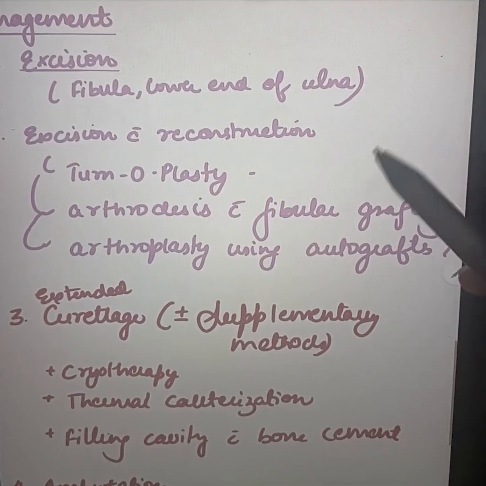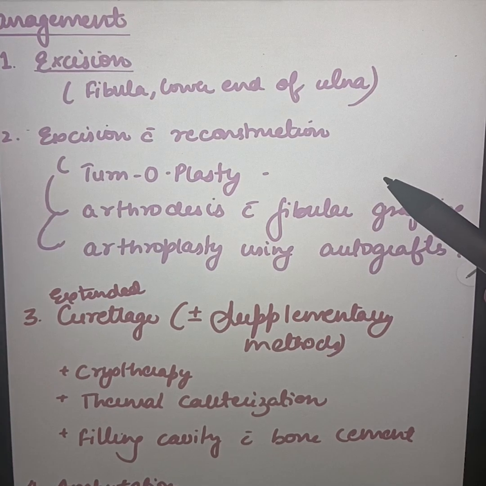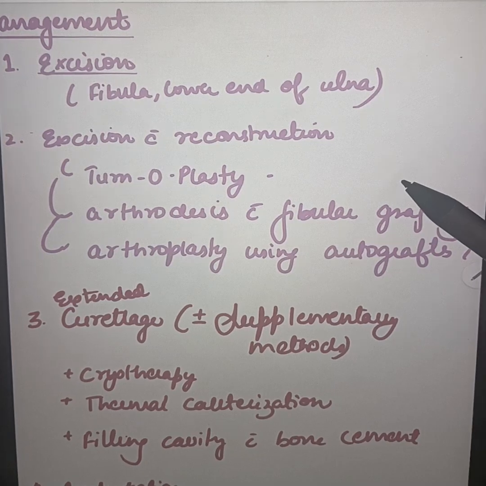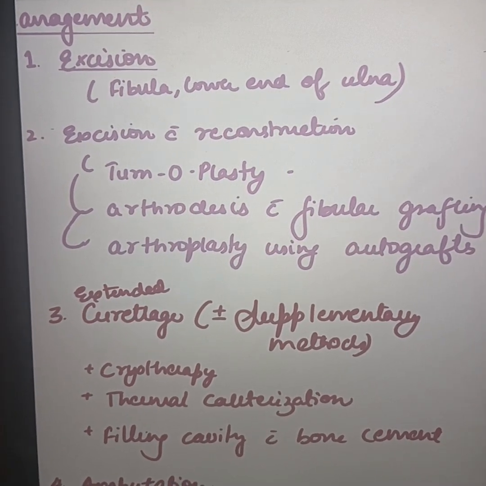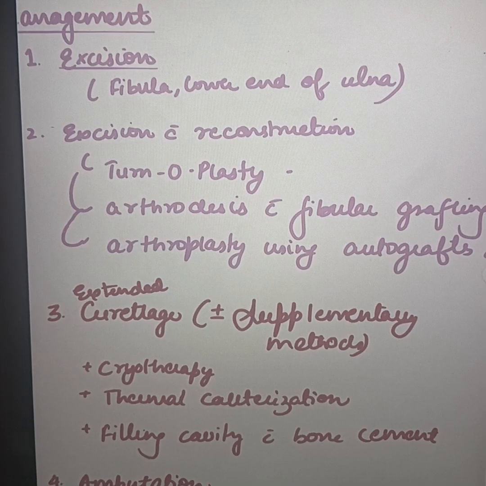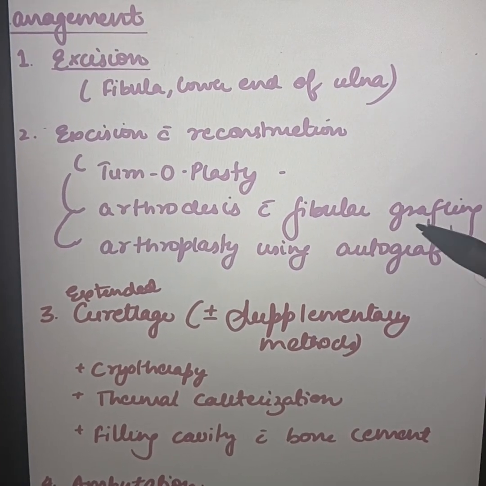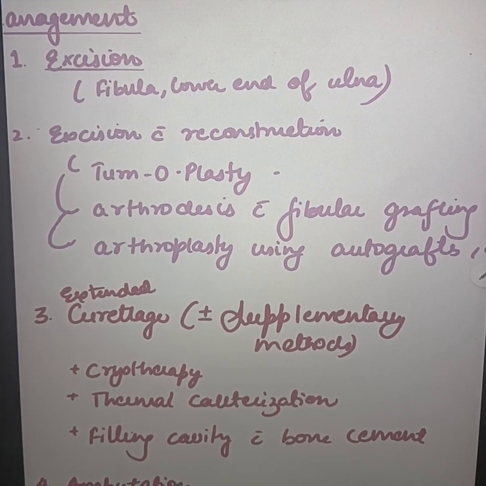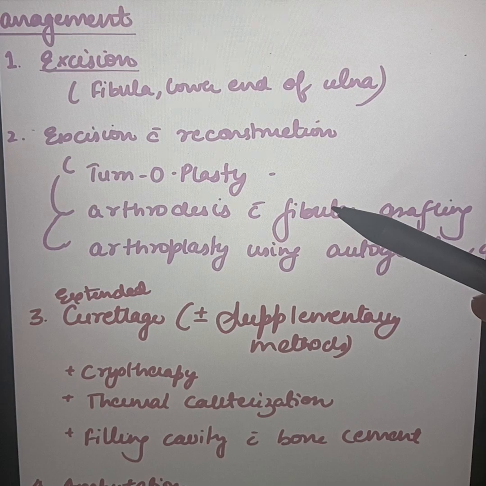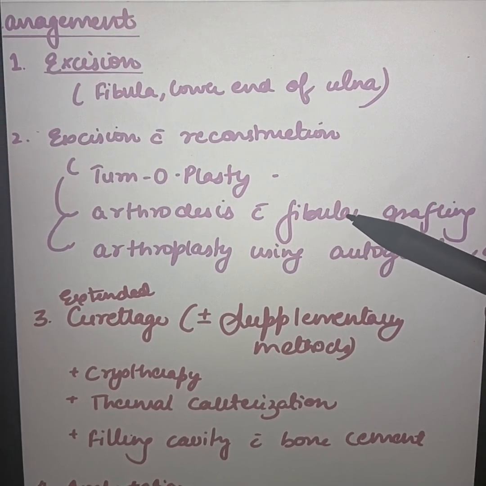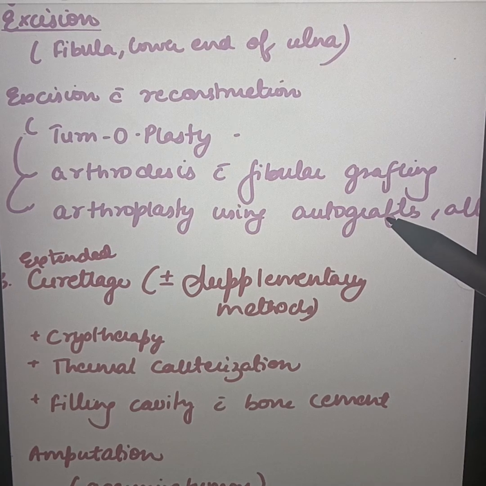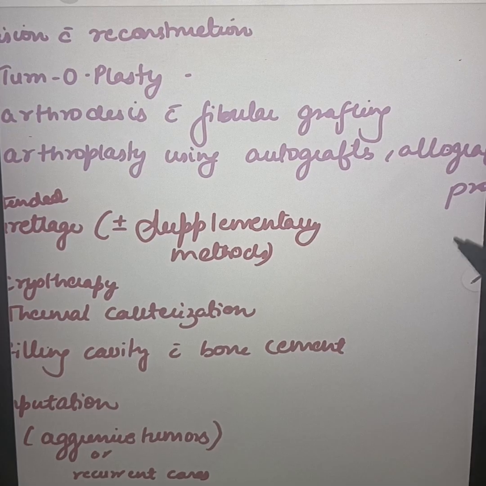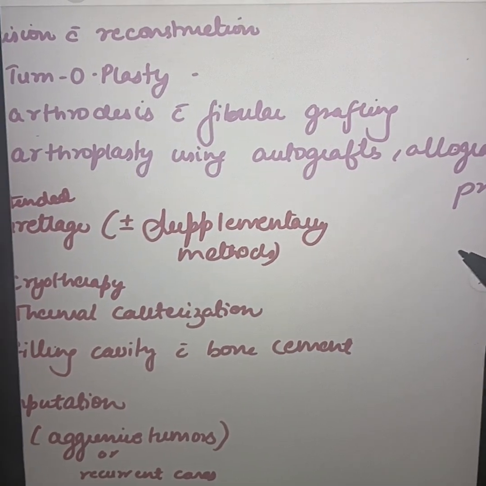The other modality is excision with reconstruction. This is required in tumors which are present in the critical functional sites, where if we are excising that tumor, it will impair the function of that particular joint. The techniques to reconstruct the excised area include turnoplasty, where we split and invert the tibia, arthrodesis with fibular grafting, and arthroplasty using autograft, allograft or prosthesis.